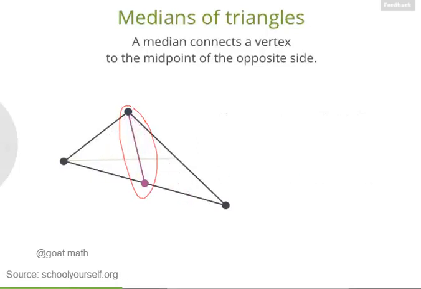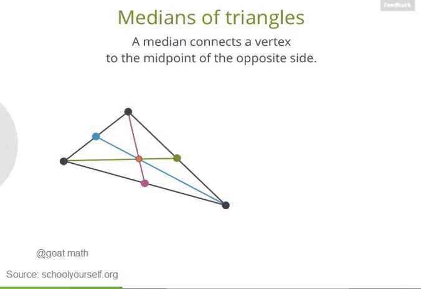Right, this is another median. It connects this vertex with the midpoint of the opposite side. Now this triangle has one more median connecting this vertex to the midpoint over here. Now if you look carefully, you can see that all 3 medians appear to intersect at a single point. Is this true for other triangles as well?